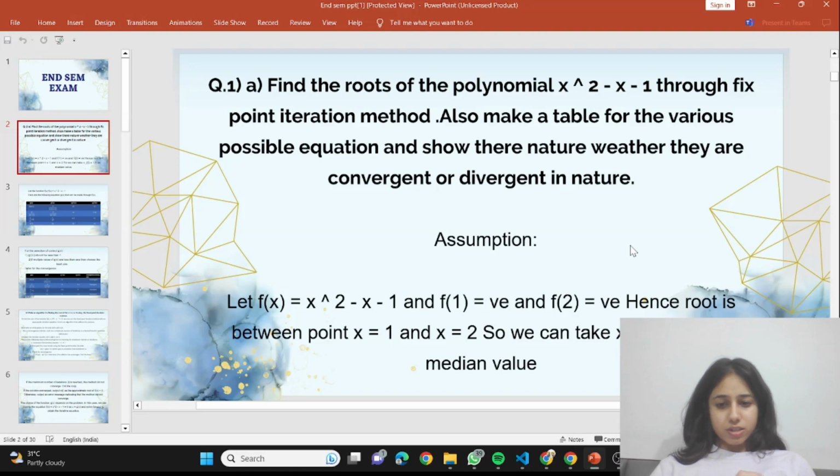Assumption, let f(x) is equal to x square minus x minus 1, and we have taken f(1) and f(2). We have calculated, and hence the root is between x is equal to 1 and x is equal to 2. So we can take x0 is equal to 1.5 as median value.